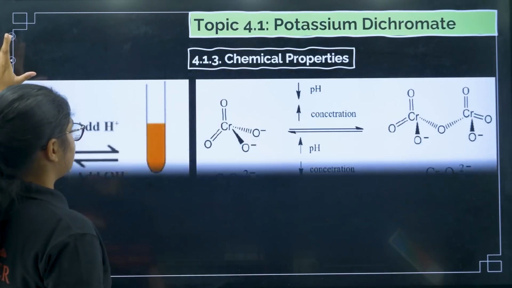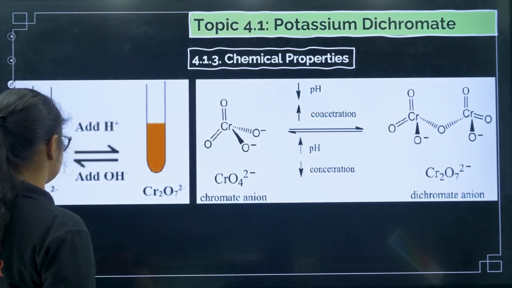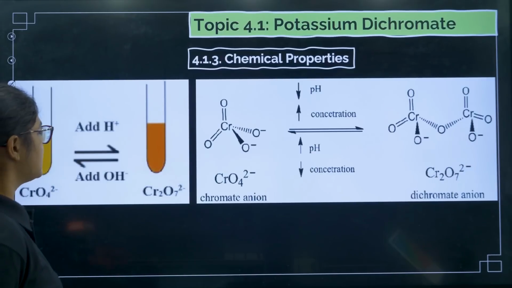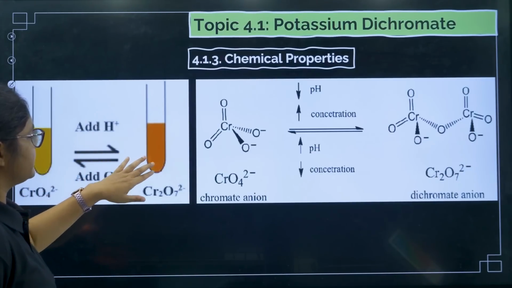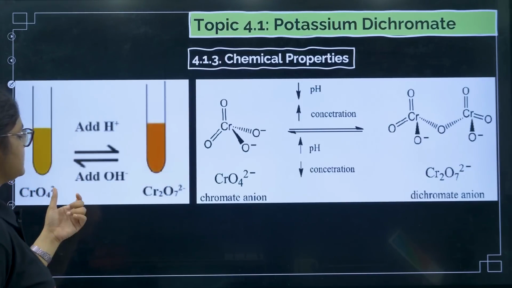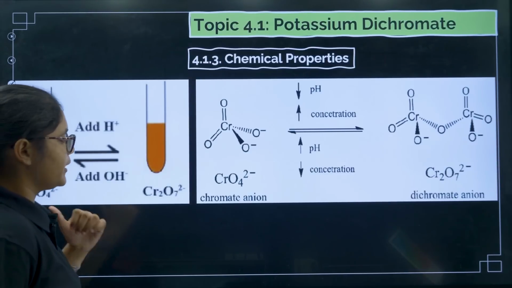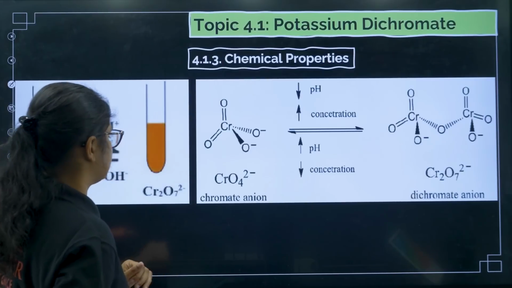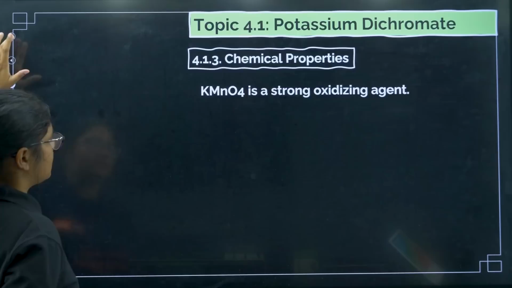Next we have the chemical properties. Generally CrO4 2- can be converted to Cr2O7 2- by adding H+, and similarly Cr2O7 2- can be converted to CrO4 2- by adding OH-. You can see the same thing represented here. So these are interconvertible.